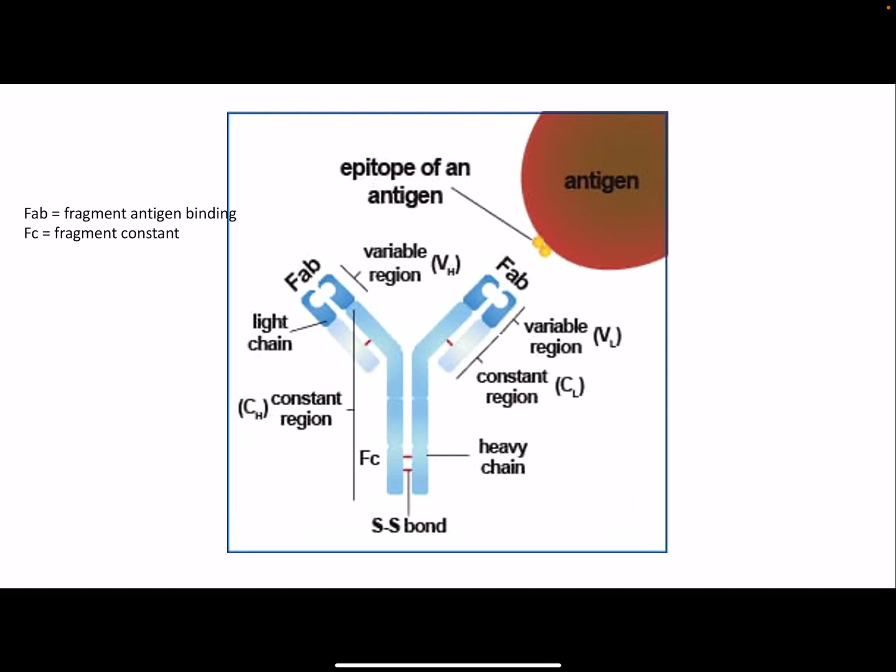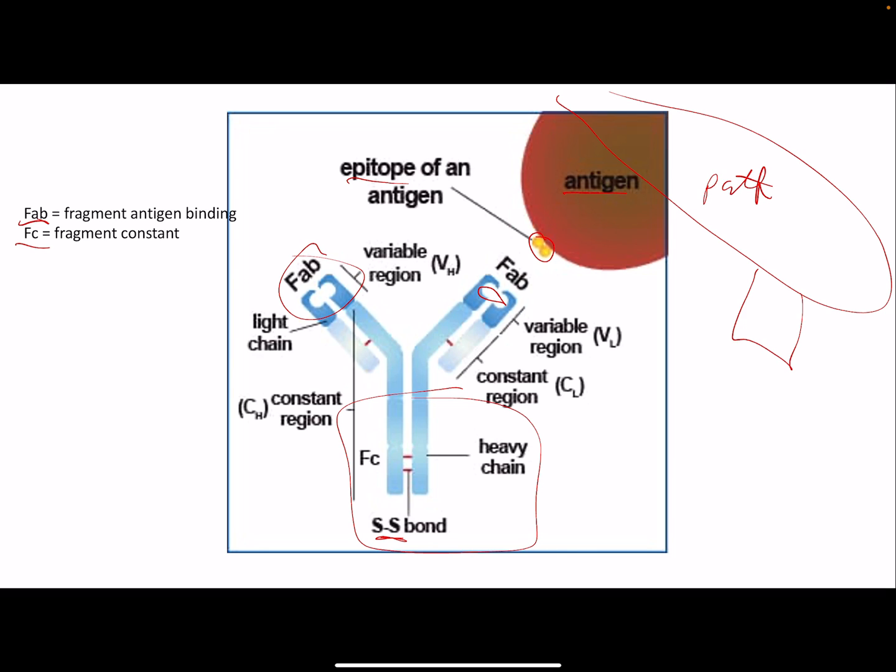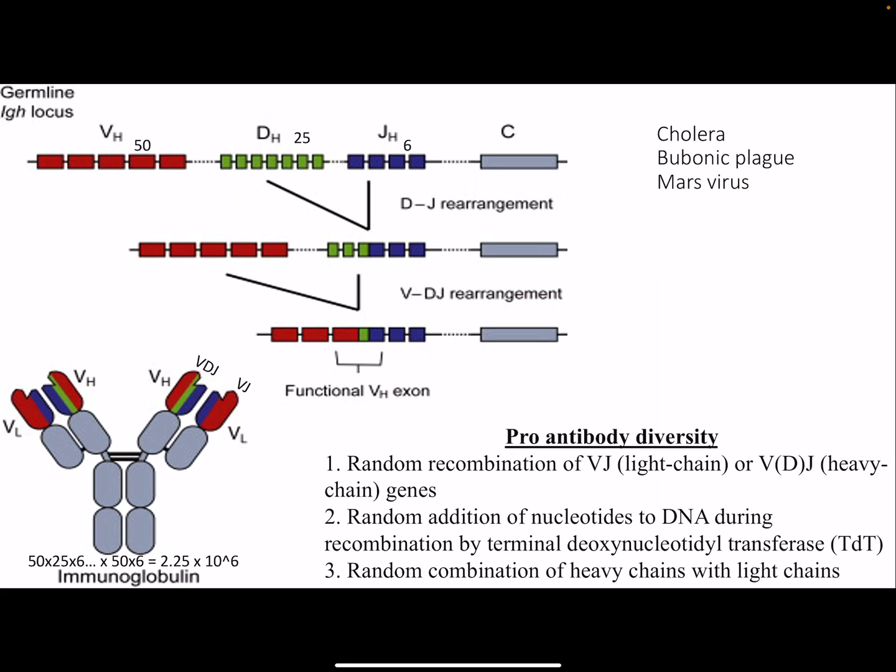FAB, the antigen binding, that's just our sticky region. FC, our constant region, that's just going to be over here. There are a lot of disulfide bonds which link the different parts of the antibody. Again, this antigen would fit well into this particular binding site. This is the epitope if this is the antigen. And the antigen itself might be part of the pathogen, which may have different antigens that will bind to different antibodies.